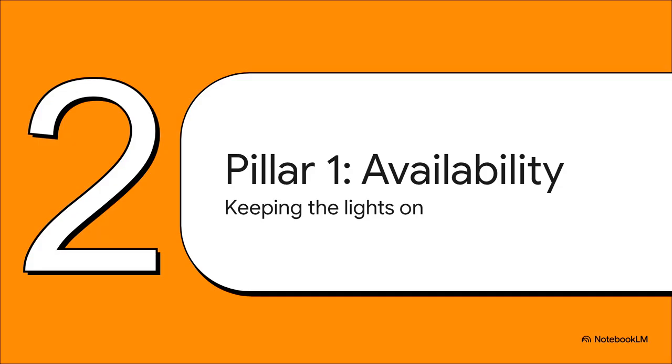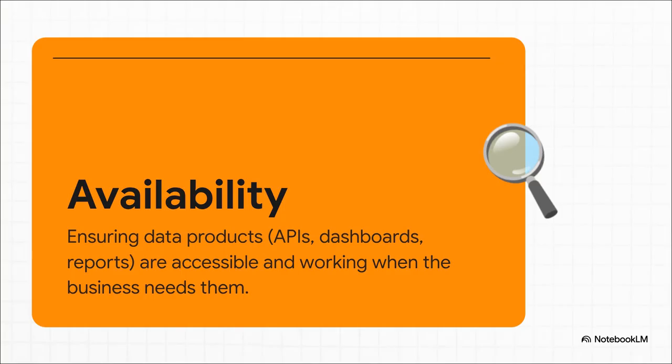So let's start with that first pillar, availability. This is the absolute bedrock. I mean, if the data isn't even there when people need it, nothing else you do matters. It's all about keeping the lights on. So for our team at Hungry Now, what does availability actually mean? It means their partner APIs are up and running, their dashboards are loading fast, and those daily executive reports land in the inbox on time every single time. It's basically the promise you make to the business. This thing will work when you need it.